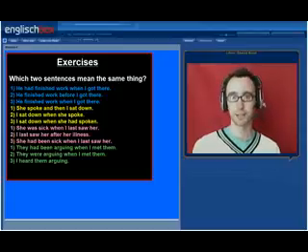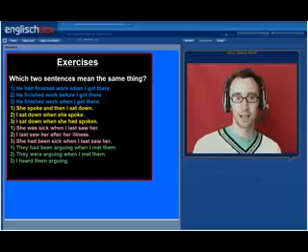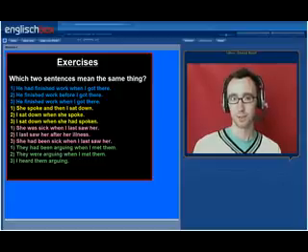Okay, are you ready for the answers? So, number 1, he had finished work when I got there. Number 2, he finished work when I got there. And number 3, he finished work when I got there. Number 1 and number 2 are the same. Okay, so he had finished work when I got there and he finished work before I got there.